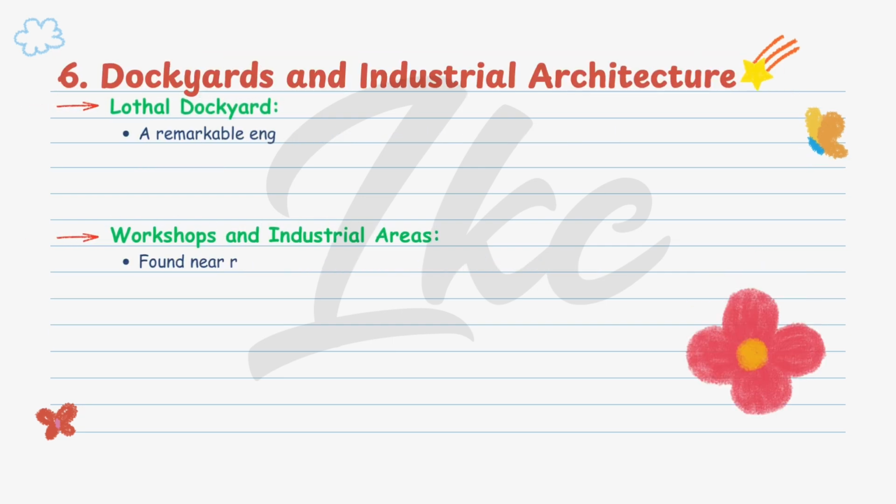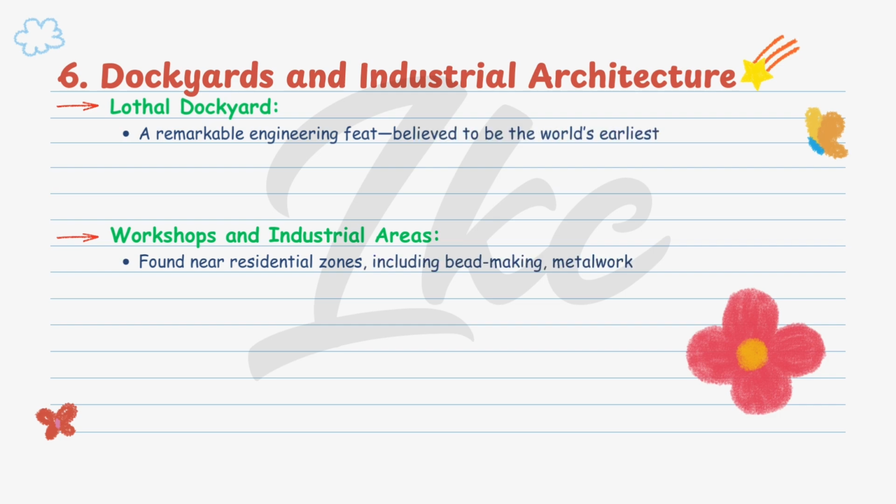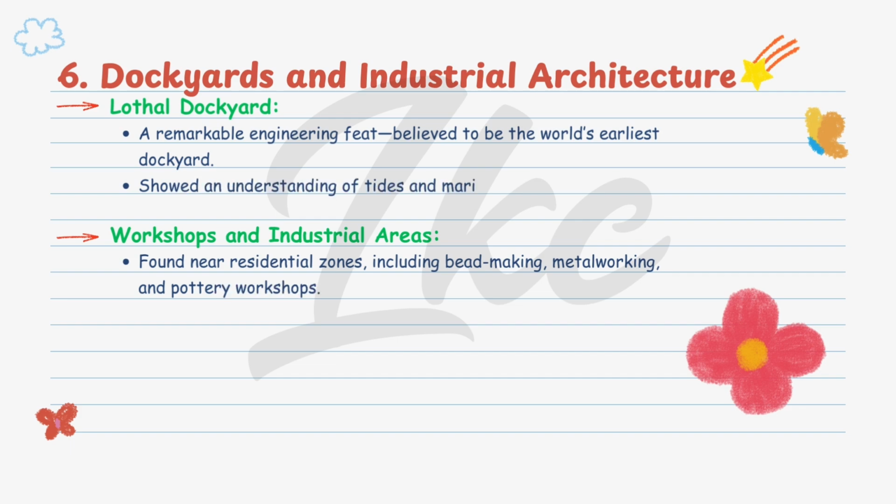6. Dockyards and industrial architecture. Lothal dockyard. A remarkable engineering feat, believed to be the world's earliest dockyard. Showed an understanding of tides and maritime trade. Workshops and industrial areas. Found near residential zones, including bead making, metalworking, and pottery workshops.